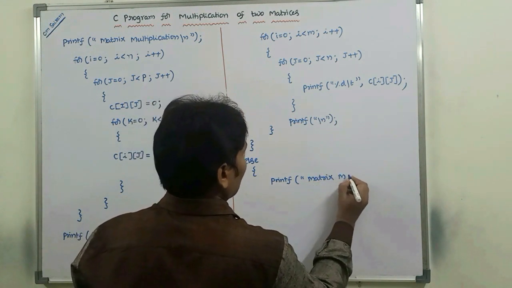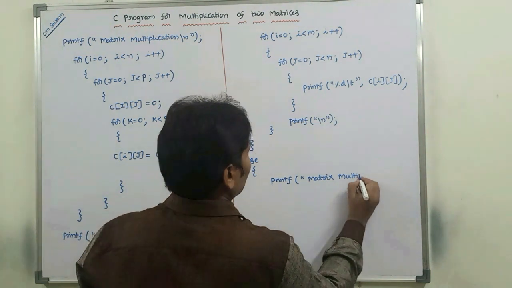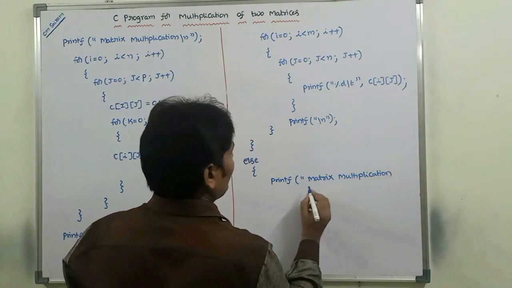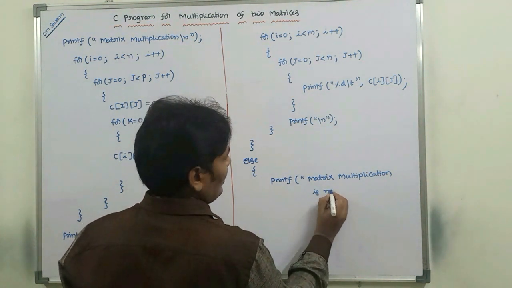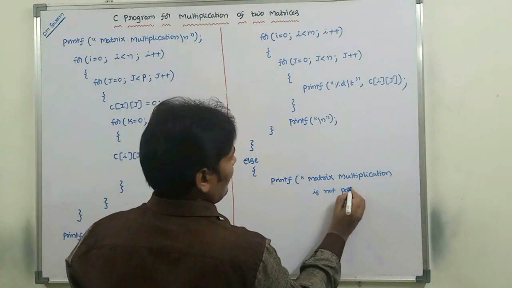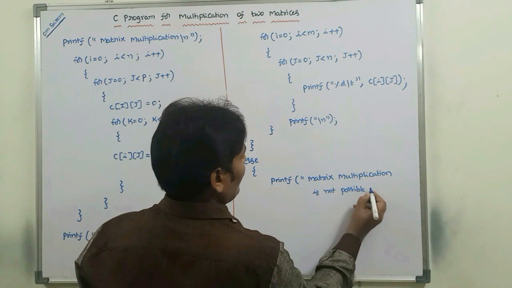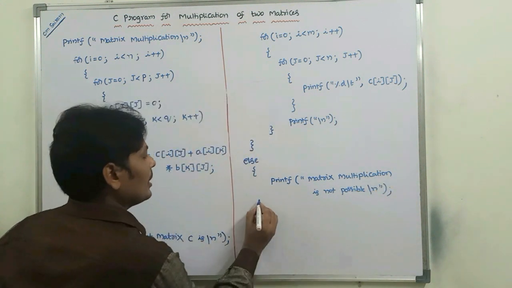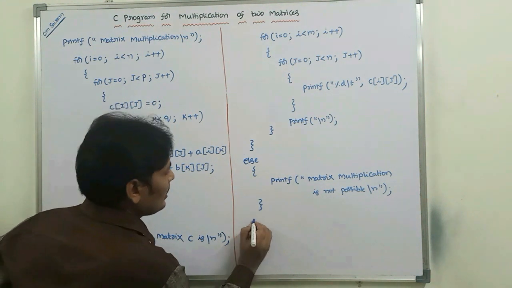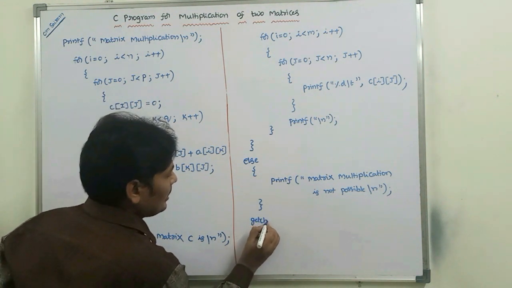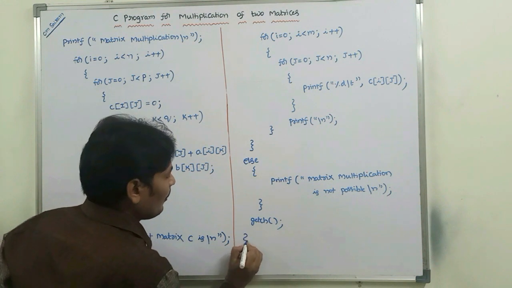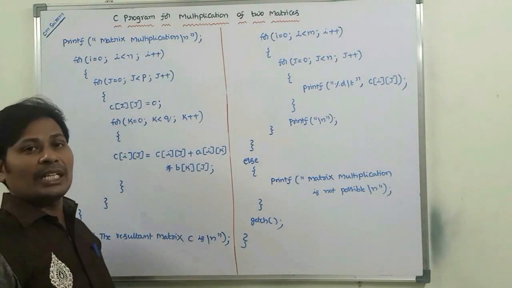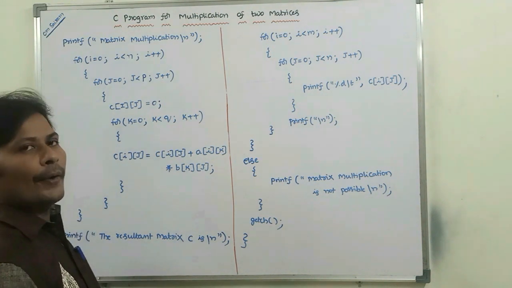Matrix multiplication is not possible. So \n");, semicolon, else close. Next one, getch, and main close. Okay. So this is the matrix multiplication program. Okay.